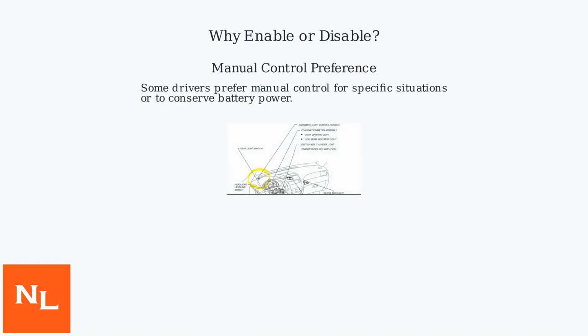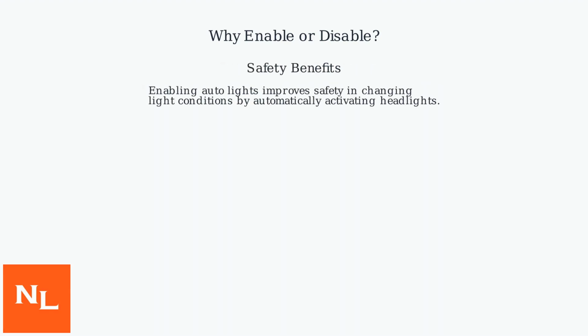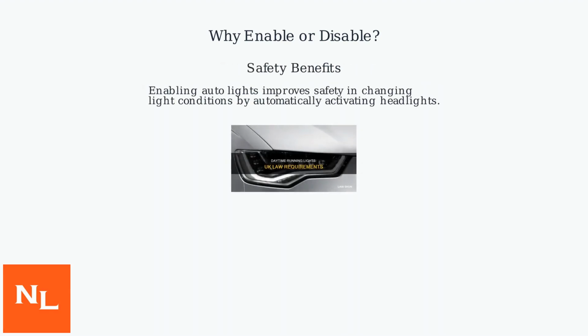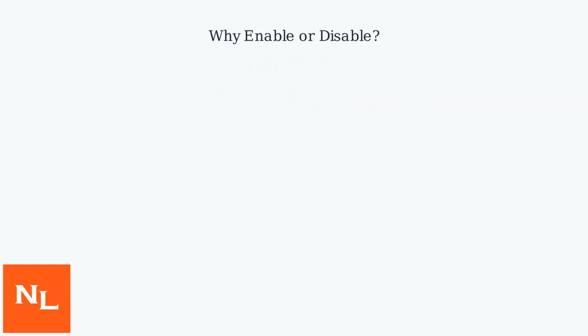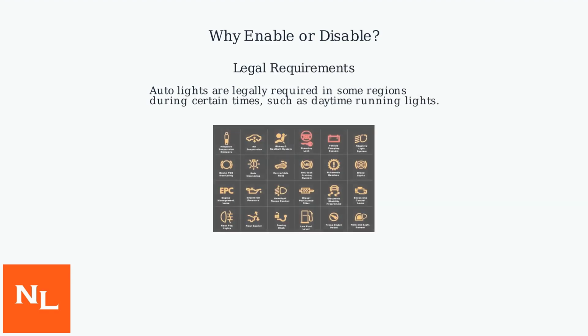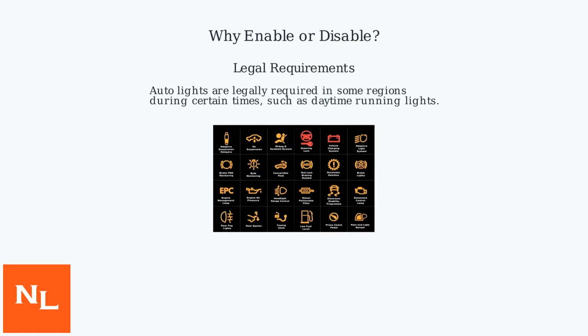Some drivers prefer manual control for specific situations or to conserve battery power. However, enabling auto lights can improve safety, especially in changing light conditions, by automatically activating headlights, and is legally required in some regions during certain times, such as daytime running lights.